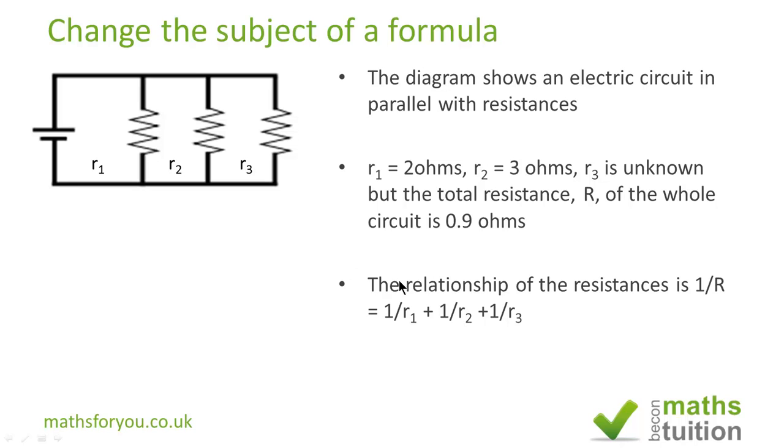We also know that the relationship between the overall resistance, big R, is 1 over R is equal to 1 divided by R1 plus 1 over R2 plus 1 over R3. Now we are supposed to find the value of R3.